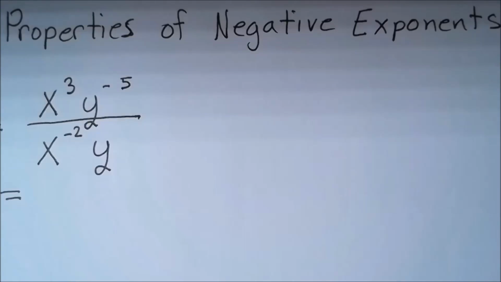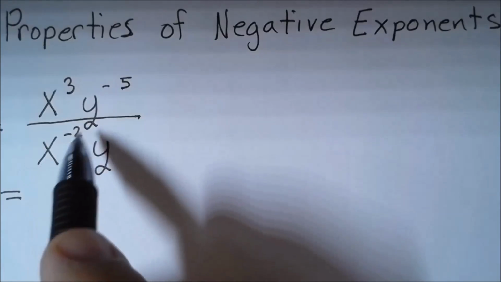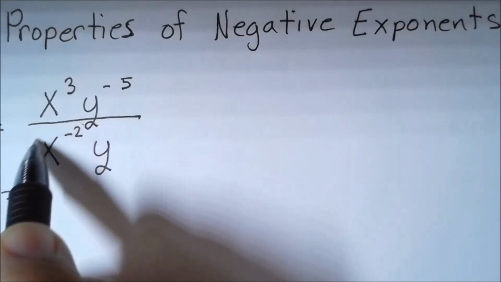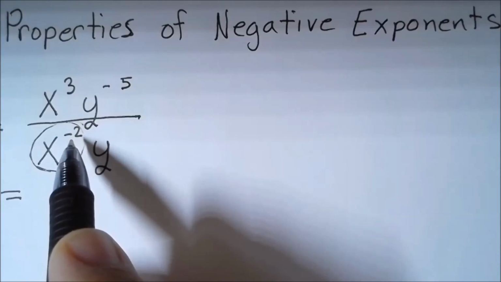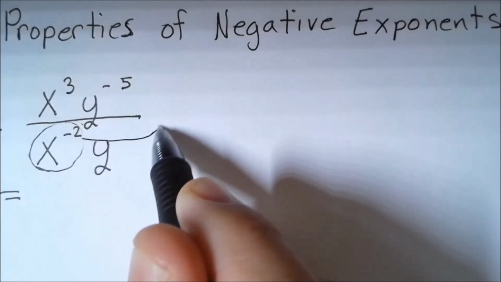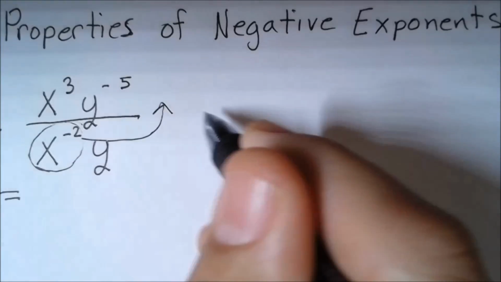And let me rephrase that. We're going to use our definition of a negative exponent and then our quotient rule. So for instance, I want you to take a look. We have x to the negative 2 power, right? How can I make x to the negative 2 power positive? Well, I can just move it up to the numerator according to the rule.